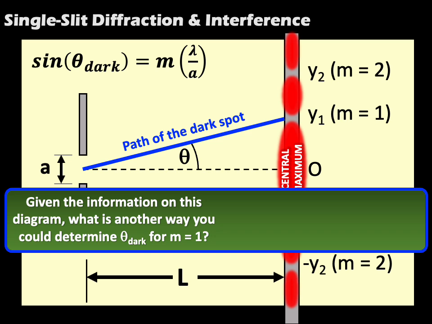So think about that angle that's indicated. We're going to call that angle dark. That's the angle that the dark spot goes along. And we have it at m equals 1.